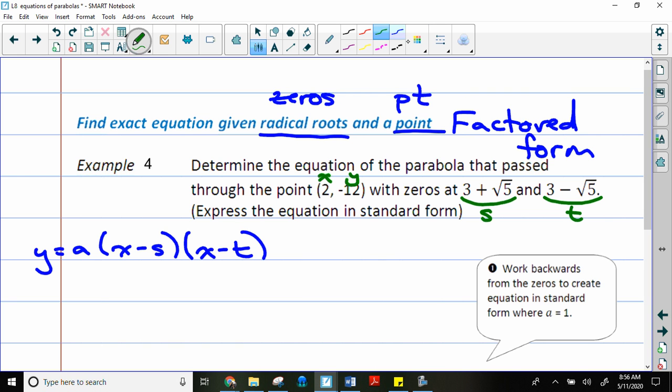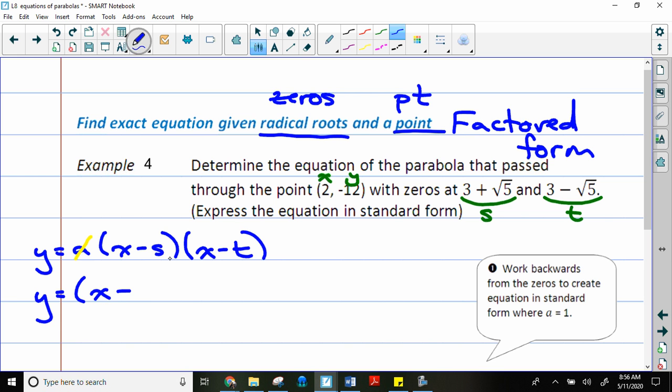So let's go through and plug some stuff in. Now, we are going to work backwards. We're going to create an equation in standard form where a is 1. So while we're dealing with all of this chaos of the zeros, you don't worry about the a right now. We're going to bring that back in later when we actually solve for it, but things are about to get crazy with the zeros. So all we want to do in our first step is take the s and the t value and plug them into the equation, because this is going to be tricky.